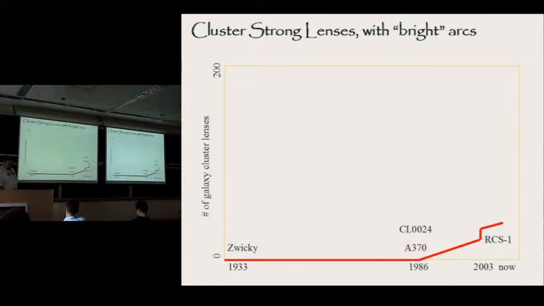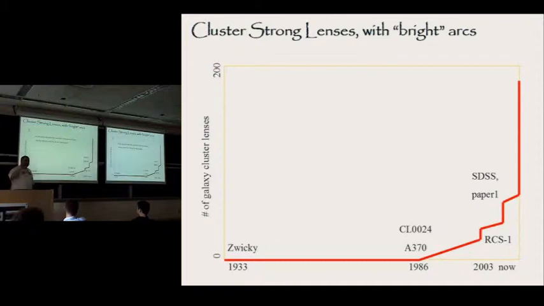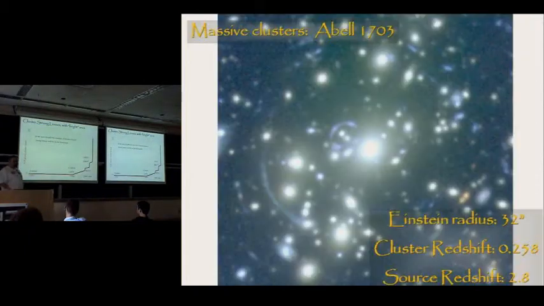We published some of these Sloan systems, and in the last year and a half, this is now mostly unpublished, we have a couple of hundred cluster-scale strong lenses known, and this is going up at a rate of 40 or 50 every time we go to the telescope now. And when you start talking about things like DES and Pan-STARRS and LSST, we are going to be in a situation where we have thousands, if not tens of thousands, of these systems.